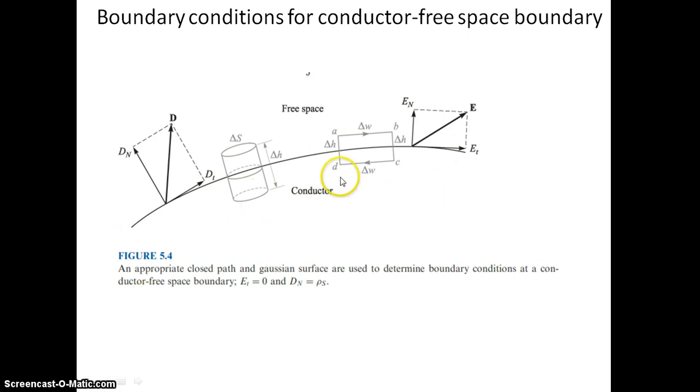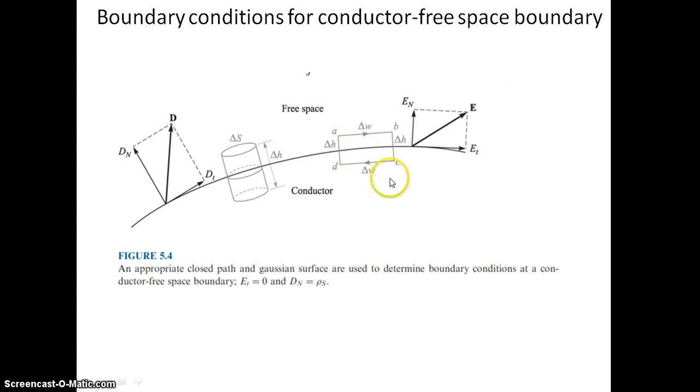To derive the boundary conditions, we are considering a closed loop path for the tangential component. To derive the normal component, you consider a cylindrical surface, a Gaussian surface. So these are the terms we have to use.